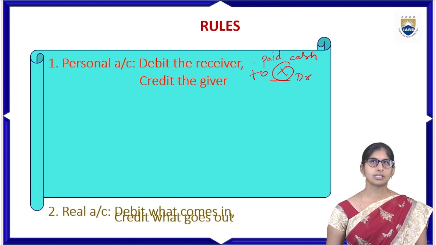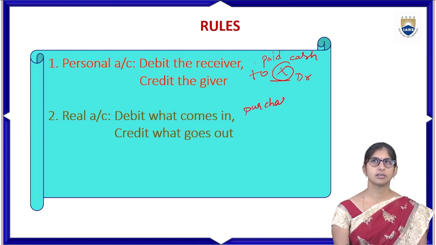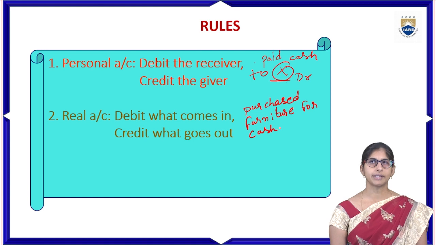And now, coming to the second rule, that is real account. Real account: debit what comes in, credit what goes out. So debit what comes in, credit what goes out. Here I'll write: purchased furniture for cash. So purchased furniture for cash.